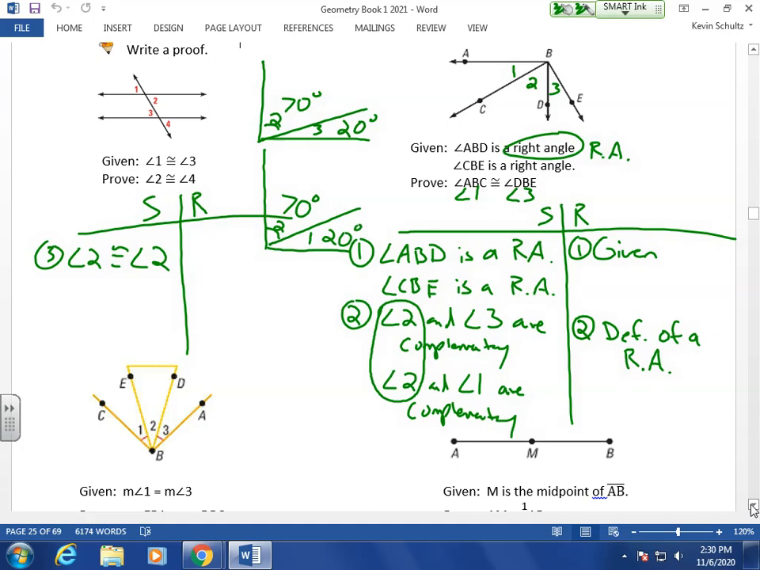And what theorem, property, definition, whatever, allows us to say that something is congruent to itself? I'm so excited we got to use this. We actually went a different route in the blue group with this, but I'm glad we're going this way because I like to use this one because it's so obvious. Yeah. The reflexive property.